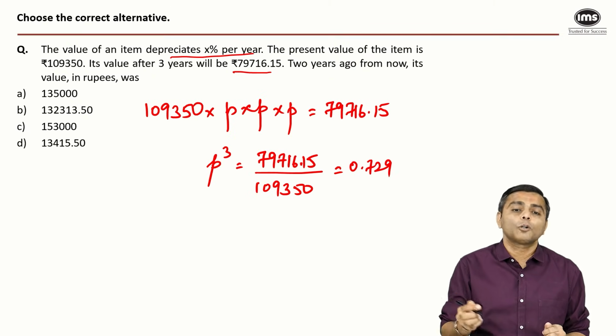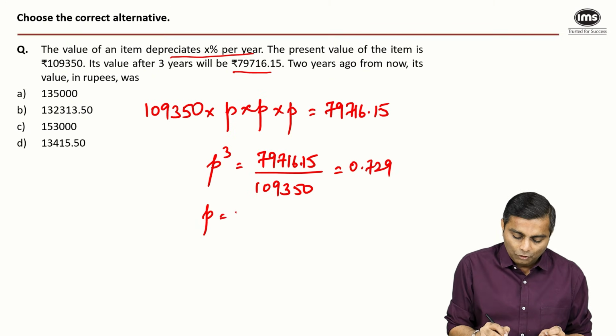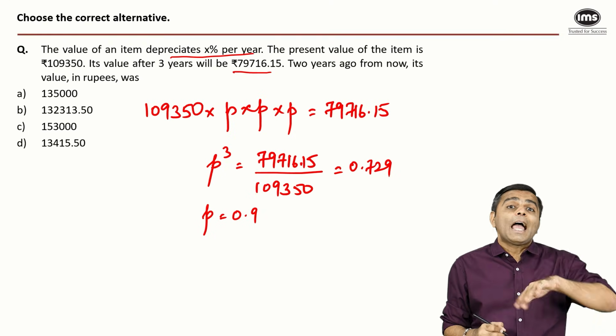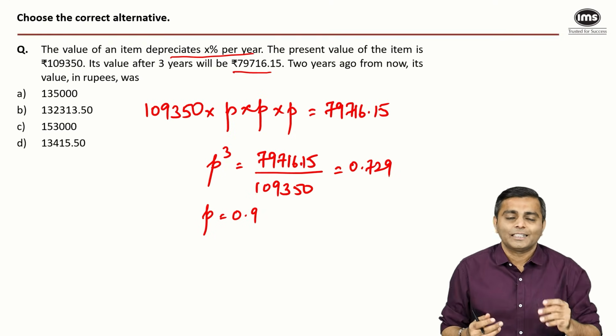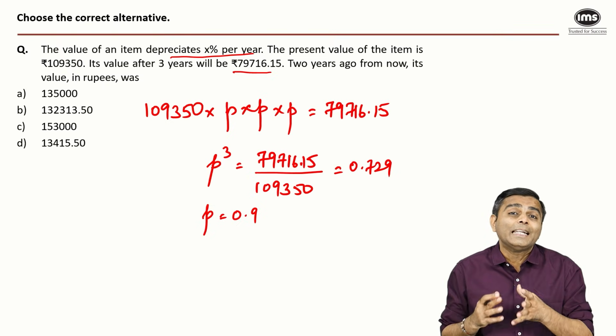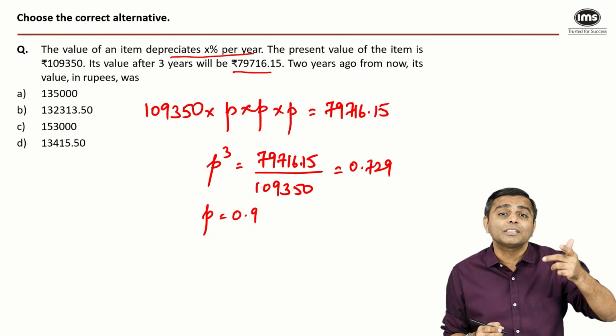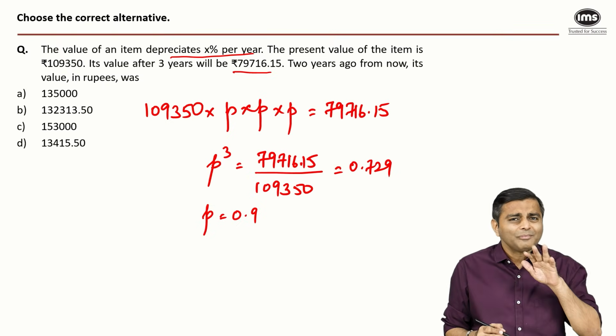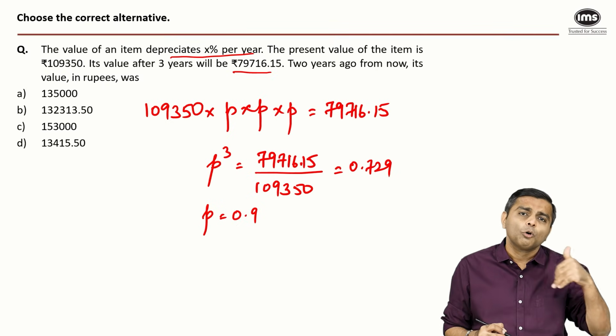If P cube is 0.729, P has to be what? P has to be 0.9. So it's actually becoming 90%. I had just taken an example. It's actually becoming 90%, which means X, the depreciation, is 10%. Okay. Now, exactly the same way, we will now go 2 years ago.